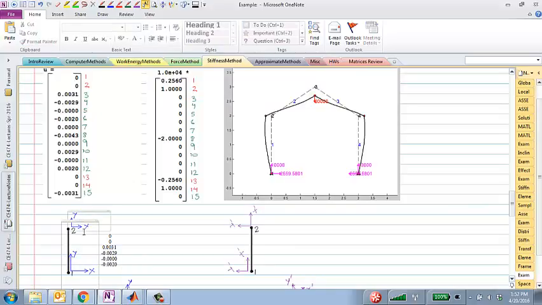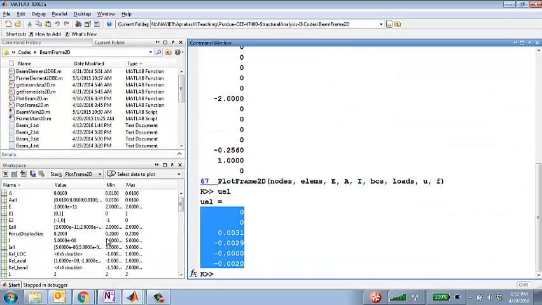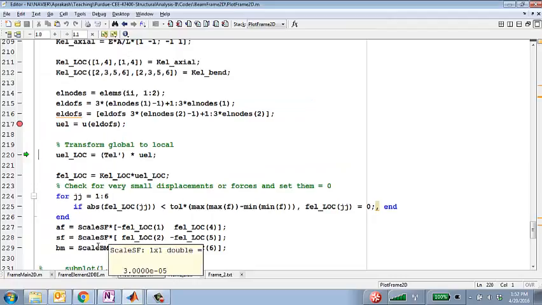Can I do k element times these 6 degrees of freedom? I can't. I need to convert these 6 degrees of freedom from the global coordinate system to the local coordinate system. How do I do that? Transformation transpose, the inverse transformation, right? And of course the MATLAB code would do that for you. You just have to follow along.